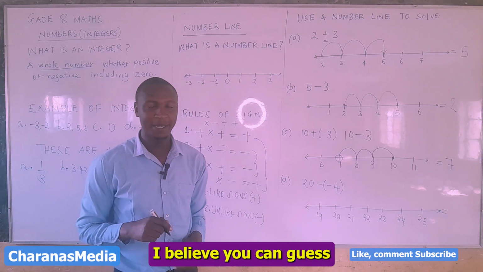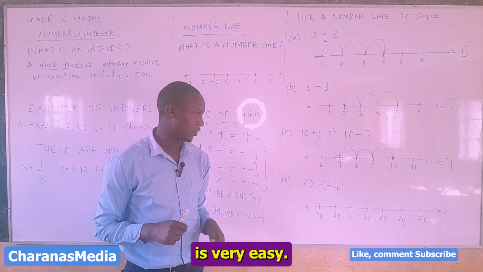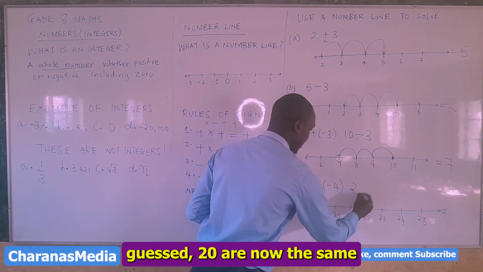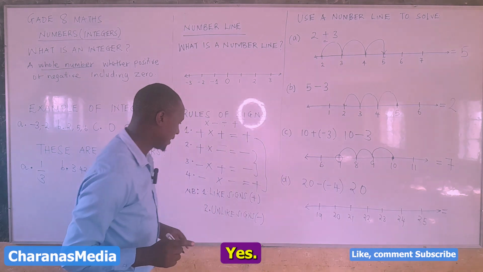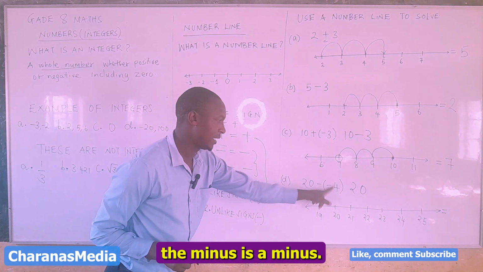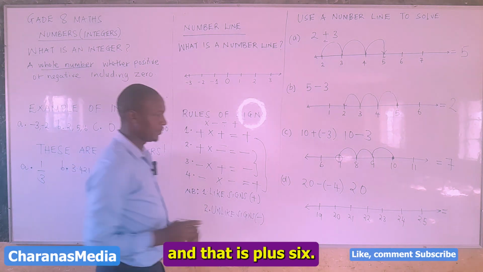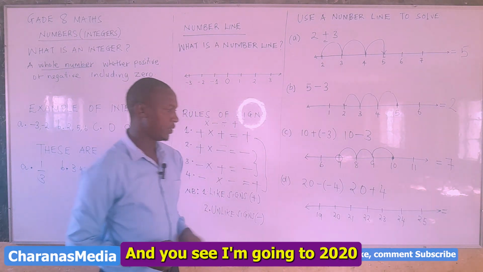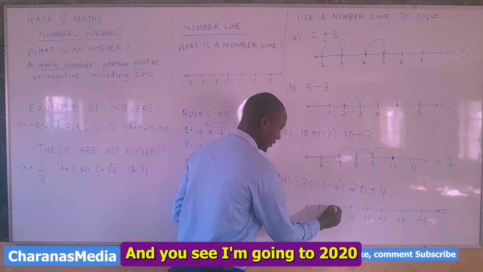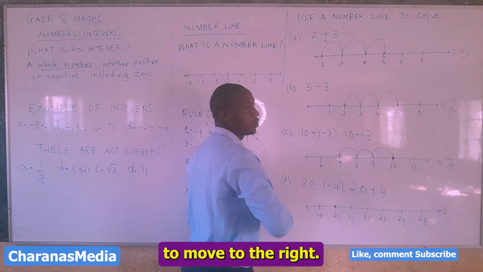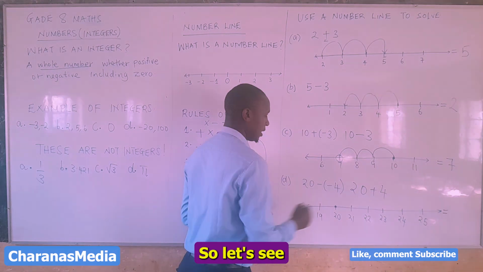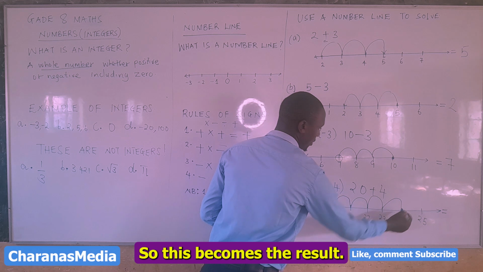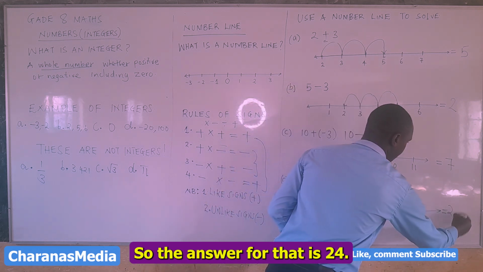So the last problem, I believe you can guess. It's very easy. I'll give you 5 seconds to brainstorm. Yes, as you may have guessed, 20. Now, the sign, as you may guess, is, you see, this is a minus, and like signs give you a positive, and that is plus 4. Yeah, there we go. And you see, I'm going to 20. Now, because these are plus, I'm going to move to the right. How many times? 4 times. So let's see what will happen. 1, 2, 3, 4. There we go. So this becomes the result. So the answer for that is 24.